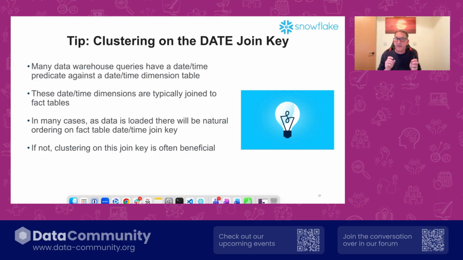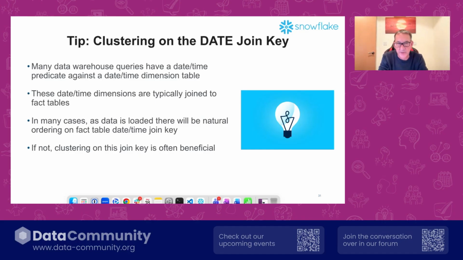Many data warehouses, if you're looking at a star schema, and I see there's a question in the chat in terms of designing slowly changing dimensions, this is probably not a bad one in terms of joining. Your date time dimensions are generally joined to fact tables, and in many cases, as the data is loaded, there'll be a natural ordering on the fact table date time join key, and if not, clustering on that key is often beneficial.